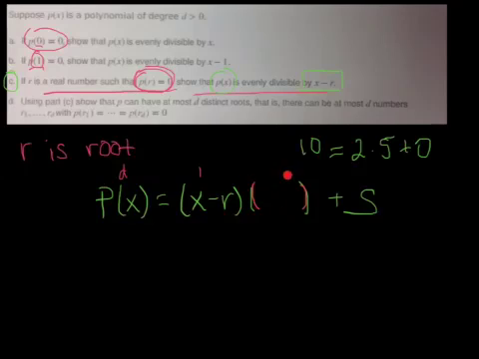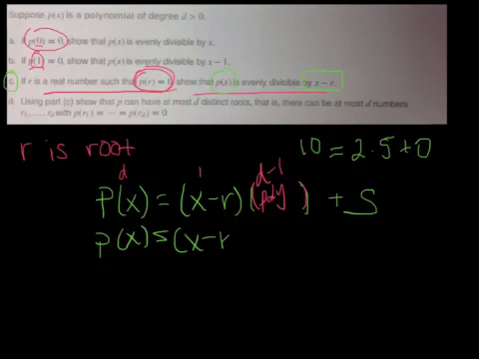It's just going to be 1 less, because we're going to be adding a degree of 1 when we multiply by x minus r. So this will be some polynomial of degree d minus 1. In fact, we're just going to call that q of x. So we have that p of x is equal to (x minus r) times some other polynomial, we'll call it q of x, plus s.